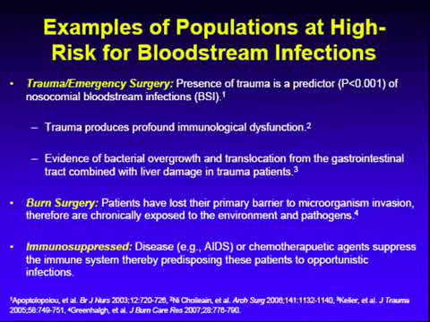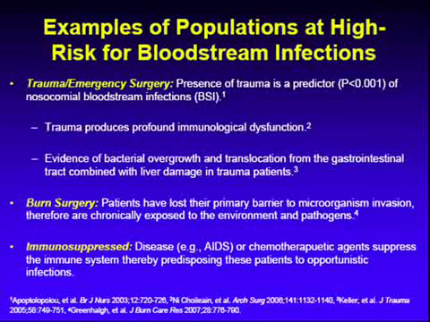These are 3 examples of high-risk patient groups. Trauma, emergency surgery patients, for example, shows that in this population, the presence of trauma is a predictor, with a p-value of less than 0.001, of nosocomial infections, bloodstream infections. This is because trauma produces profound immunological dysfunction in these patients. There's also evidence that bacterial overgrowth and translocation from the GI tract combined with liver damage in trauma patients help facilitate these nosocomial bloodstream infections.